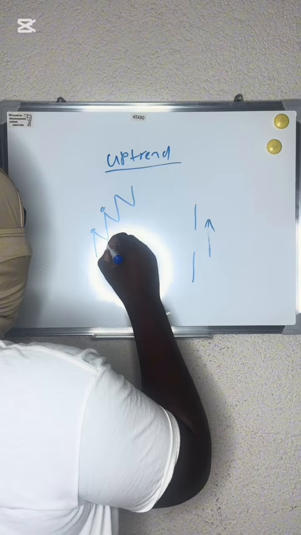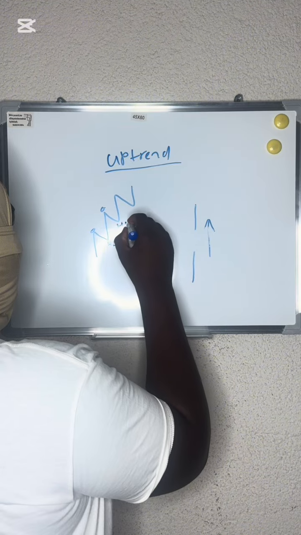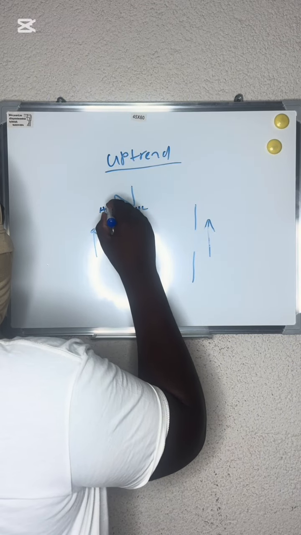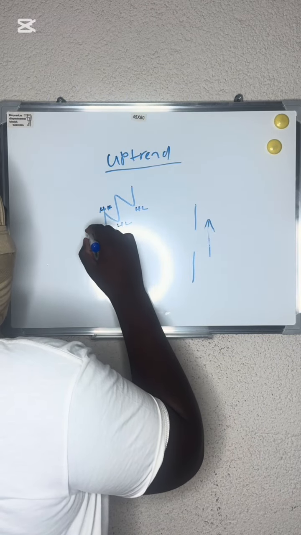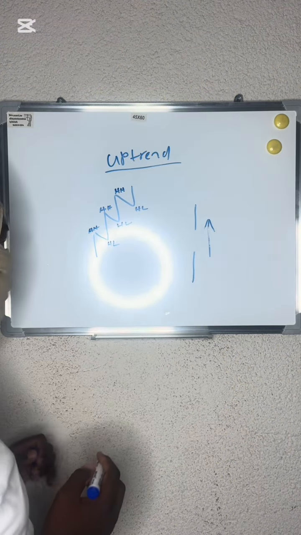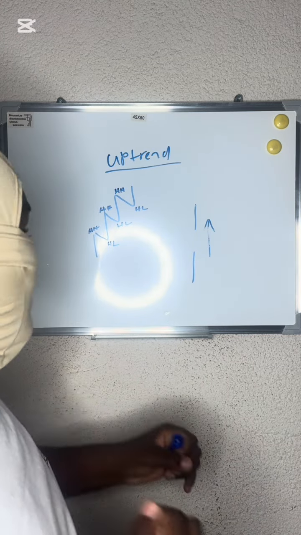So this over here is called a higher low, and this one is a higher low again. This one is a higher low. This one here is a higher high. This one here again is a higher high, and a higher high. So that's how you identify an uptrend. You look for these points, higher highs and higher lows.